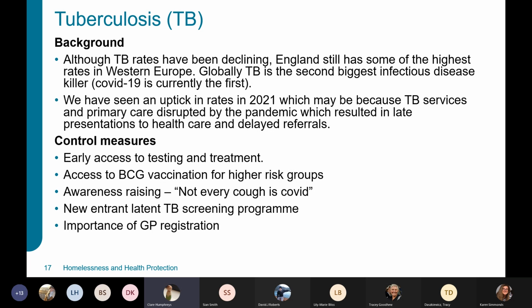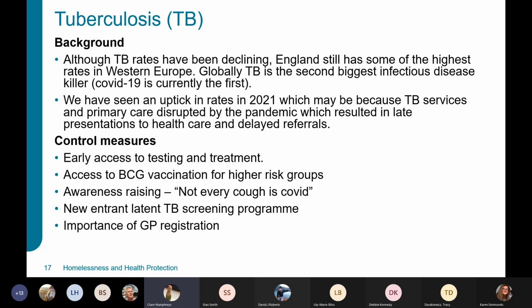We think this increase is probably because of disruption to TB services and primary care during the pandemic, which has resulted in some late presentations to healthcare and delays in referral. In terms of control measures for TB, early access to testing and treatment is really important. We have effective treatment available, but it's more effective if it's captured early before the disease progresses far. There's also BCG vaccination for higher risk groups.